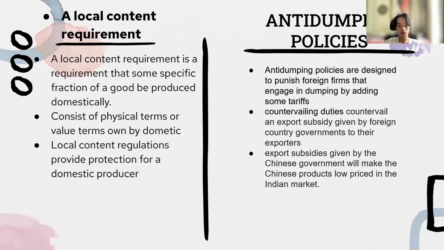And the next one is anti-dumping policies. Anti-dumping policies are designed to punish foreign firms that engage in dumping by adding tariffs. The next one is countervailing duties, which respond to an export subsidy given by a foreign government to its exporters. For example, export subsidies given by the Chinese government will make Chinese products low-priced in the Indian market.